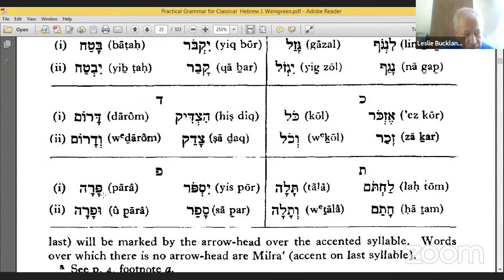Okay, here you have para. Notice that pe, the letter pe, starts the syllable at the beginning of the word. You put the Dagesh Lenny in it. It also starts a syllable at the end of the word, yispor. But when there is a vowel before the fe, you can't put Dagesh Lenny in it. Again, when there is a vowel before the fe, you can't put the Dagesh Lenny in it.